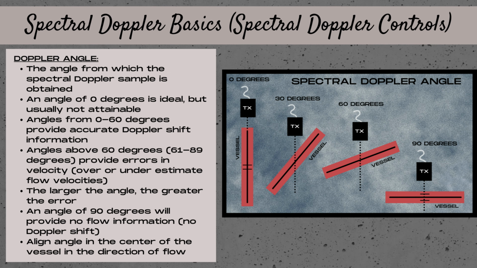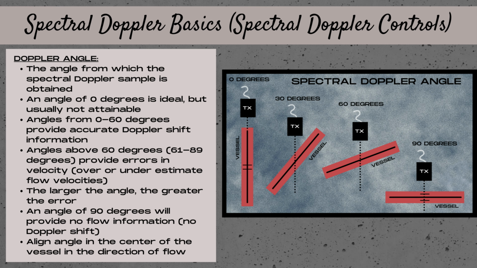And these numbers can be viewed on the velocity scale, which is to the side of the spectral Doppler waveform tracing. Let's talk angles. Doppler angles are crucial to obtaining accurate Doppler velocity information. And the Doppler angle is the angle from which the spectral Doppler sample is obtained. An angle of 0 degrees is ideal, but usually not attainable. Angles from 0 to 60 degrees provide accurate Doppler shift information, and angles above 60 degrees, these are the 61 to 89 degree angles, provide errors in velocity, and they either over or underestimate flow velocities. The larger the angle, the greater the error.